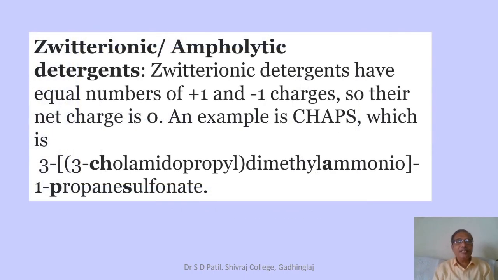Then there is the last variety. In the beginning we saw non-ionic detergents. In the second part we saw ionic detergents, and in ionic there are cationic and anionic. The last class is zwitterionic or ampholytic. The name itself is indicative: these have both charges. Zwitterionic detergents have an equal number of positive and negative charges in their structure.